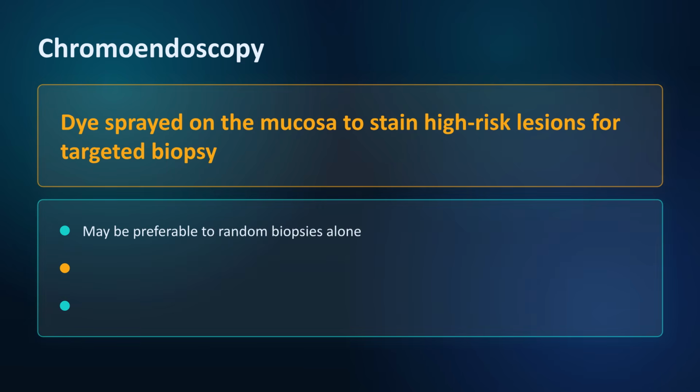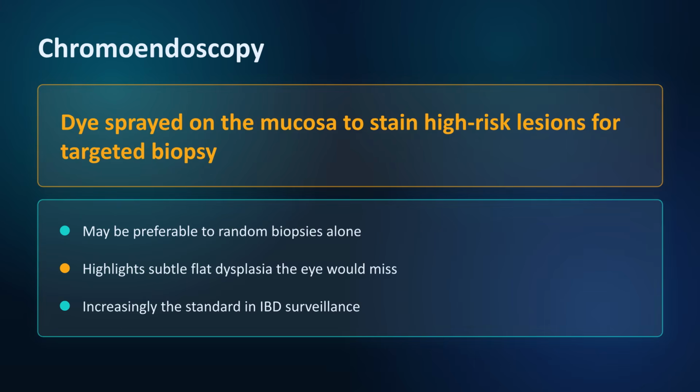Here is why that matters. Dysplasia in inflammatory bowel disease is frequently flat and subtle. It does not present as an obvious polyp, so random biopsies can genuinely miss it by sampling the wrong square centimeter. Staining the mucosa makes those flat lesions visible so the biopsy goes where the abnormality actually is. It requires training and adds time, which is why uptake varies between centers.